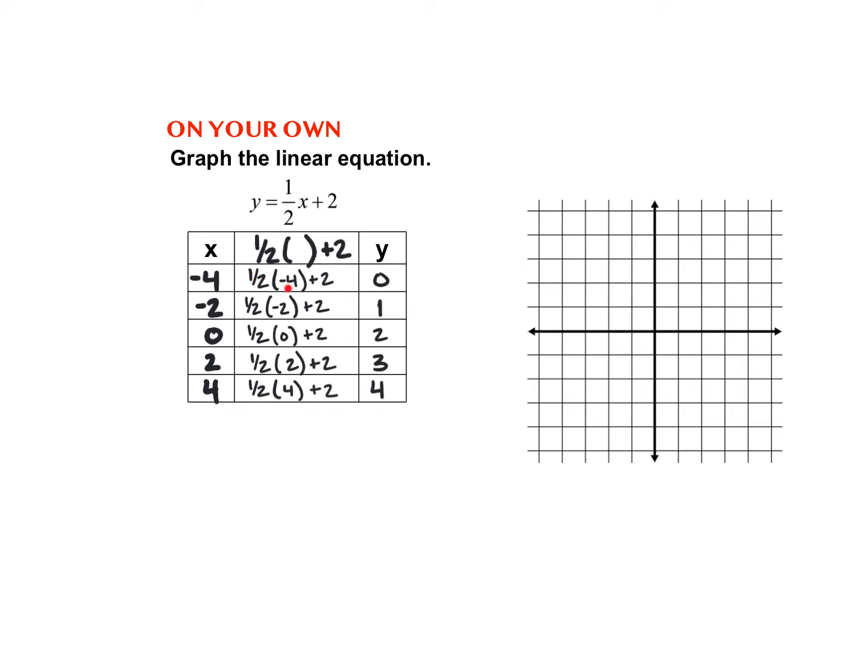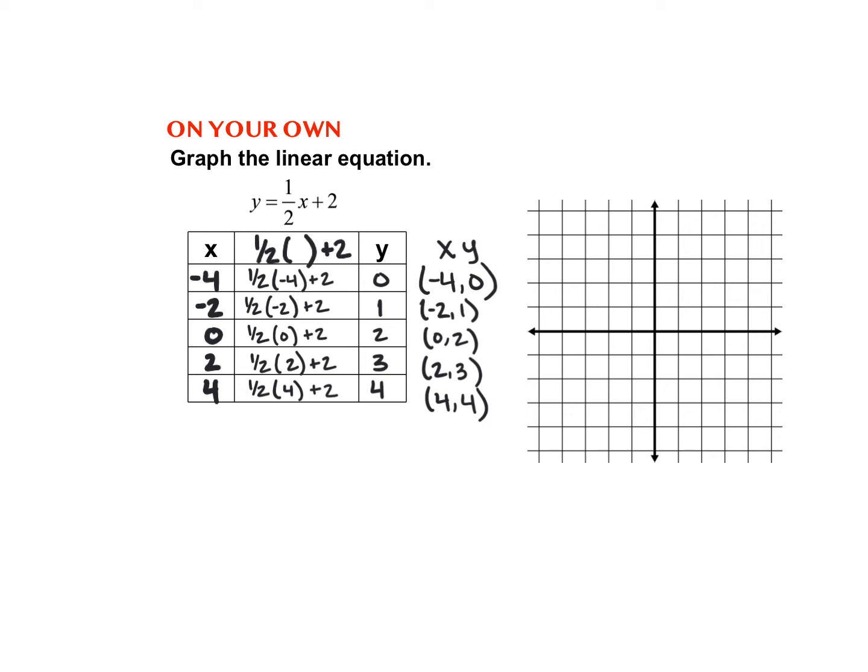1/2 times -4 is -2, plus 2 would be 0. 1/2 times -2 plus 2 is 1. 1/2 times 0 plus 2 is 2. 1/2 times 2 plus 2 is 3. And 1/2 times 4 plus 2 is 4. So we want to then write down these ordered pairs. So the x value is -4 here, the y value is 0, because here's the x that corresponds with this y. So go ahead and write down all your xy points.